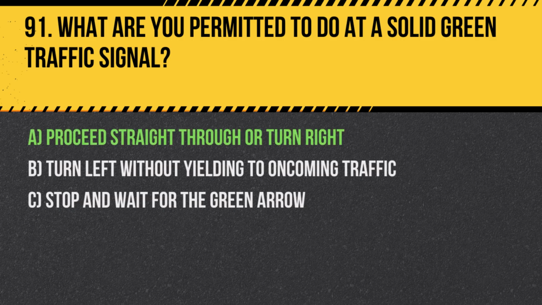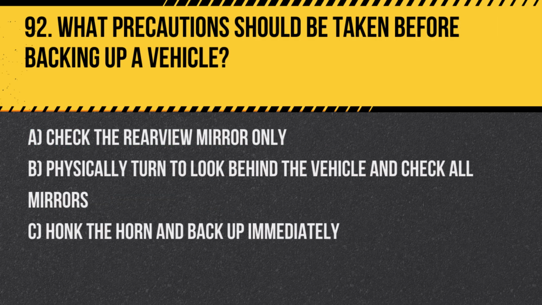Answer: A. Proceed straight through or turn right. At a solid green traffic signal, you are allowed to go straight or make a right turn. Left turns are also permitted unless otherwise specified, but you must yield to oncoming traffic and pedestrians. Question 92. What precautions should be taken before backing up a vehicle? A. Check the rearview mirror only. B. Physically turn to look behind the vehicle and check all mirrors. C. Honk the horn and back up immediately.